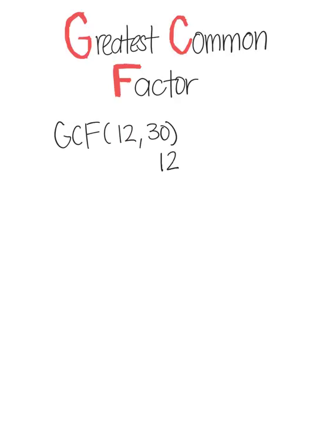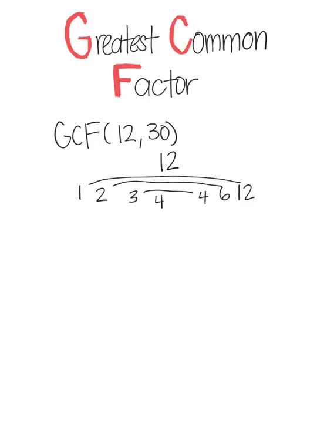So 12, I check 1, yep, 1 times 12. I check 2, yep, 2 times 6. I check 3, yes, 3 times 4. I check 4, oh, I'm noticing that I've already written down 4. So that tells me I'm done. I have already found all of the factors of 12. Next, I'm going to make the factor rainbow for 30.